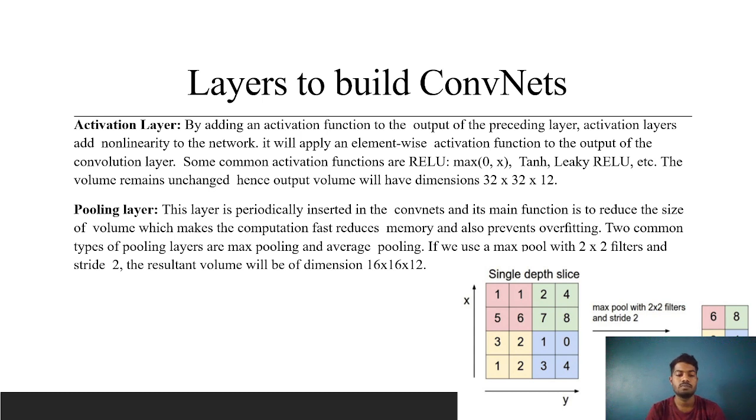Pooling layer. This layer is periodically inserted in the ConvNet and its main function is to reduce the size of the volume, which makes the computation fast, reduces memory, and also prevents overfitting. Two common types of pooling layers are max pooling and average pooling. If you use a max pool with 2 x 2 filters and stride 2, the resultant volume will be of dimension 16 x 16 x 12.